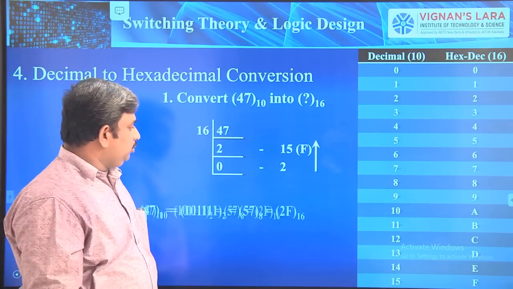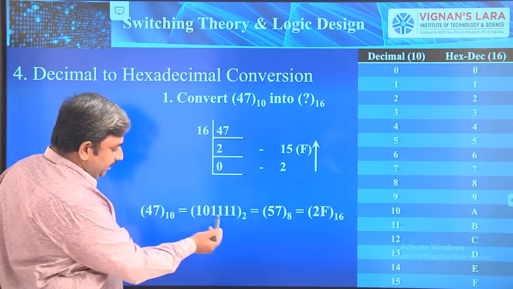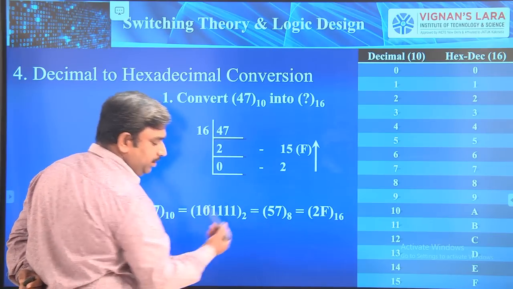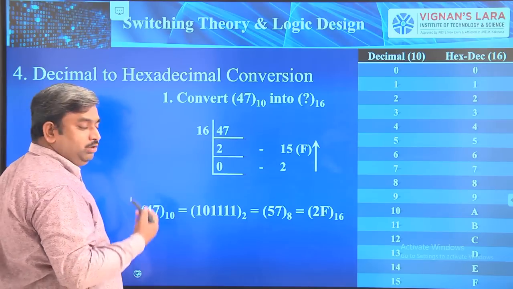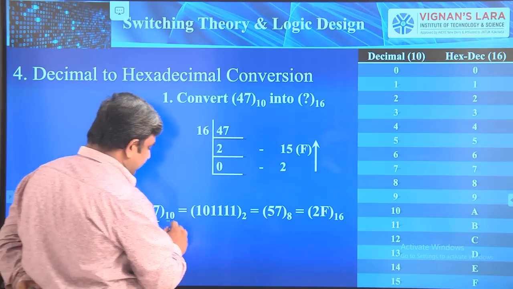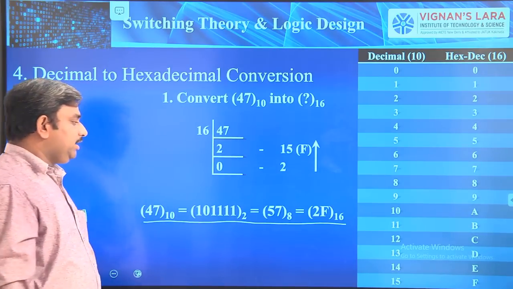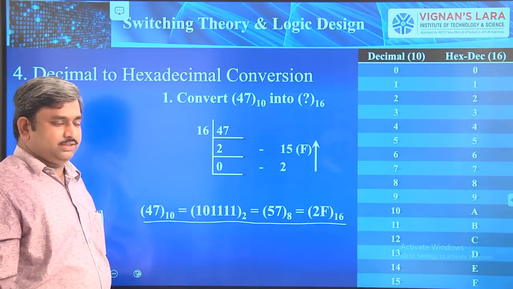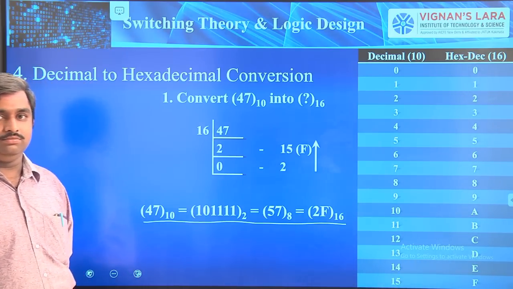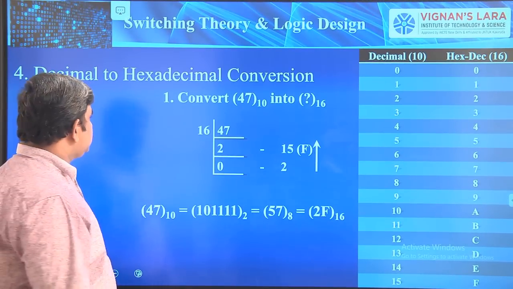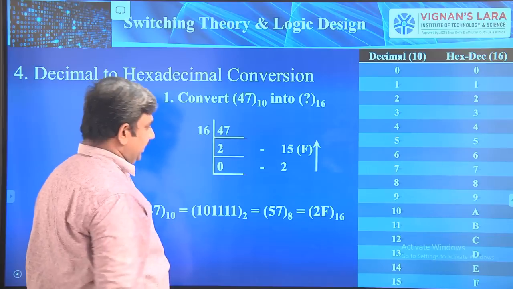This is our solution. See here, I have converted from decimal to binary first. Next, I have converted decimal into octal. Next, I have converted the given number into hexadecimal. So the decimal equivalent, binary equivalent, octal equivalent, and hexadecimal equivalent numbers are these numbers. So this is the conversion procedure from decimal to hexadecimal.